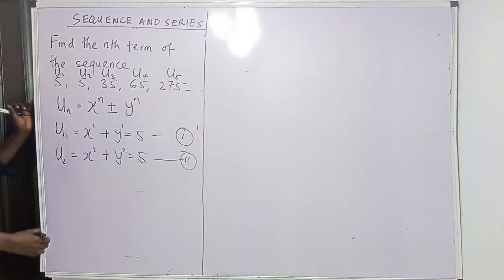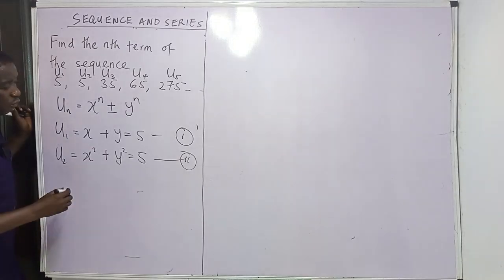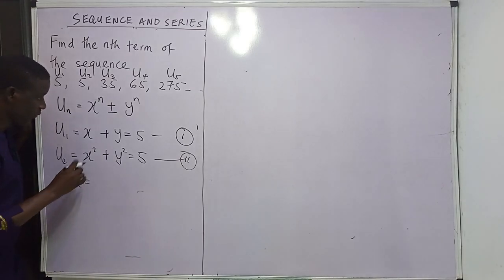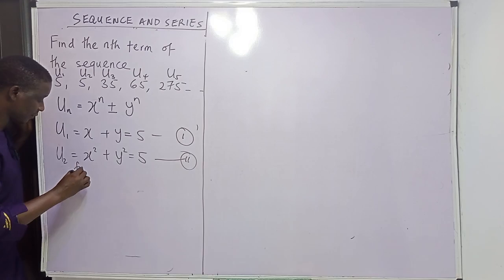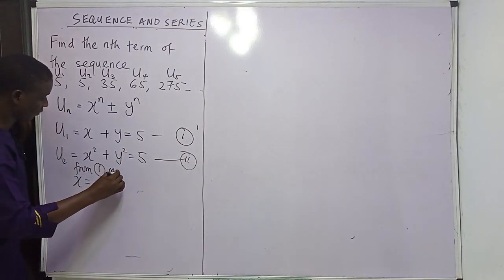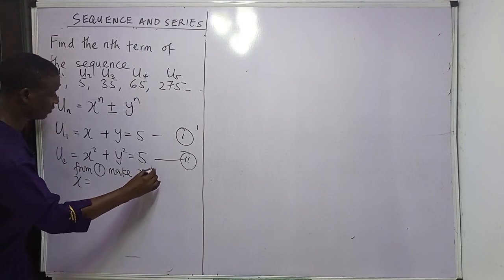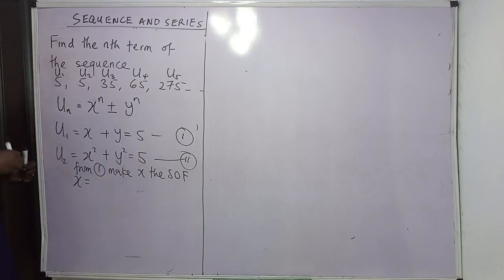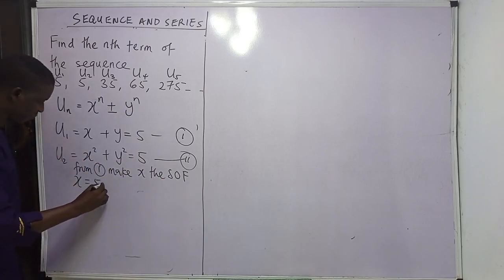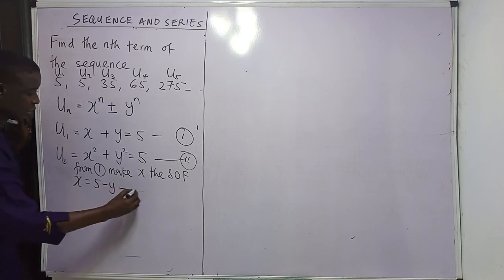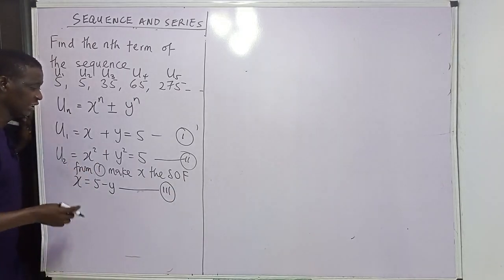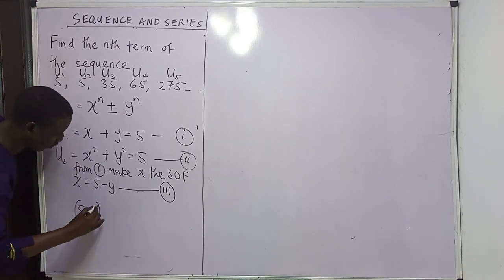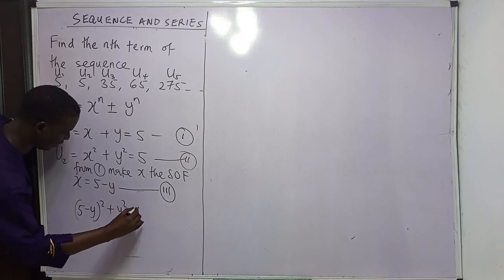Now what we want to do is make x the subject of the formula. From equation 1, x becomes 5 minus y, which is equation 3. And let's substitute it into equation 2. We have 5 minus y, all squared, plus y squared equal to 5.